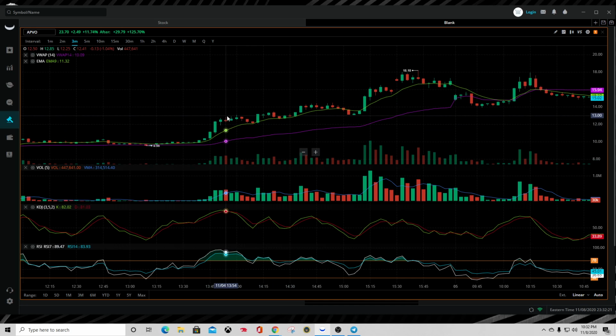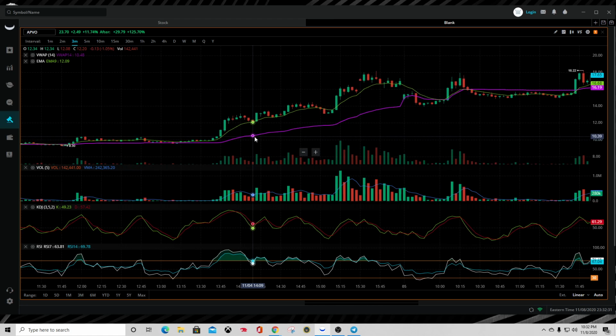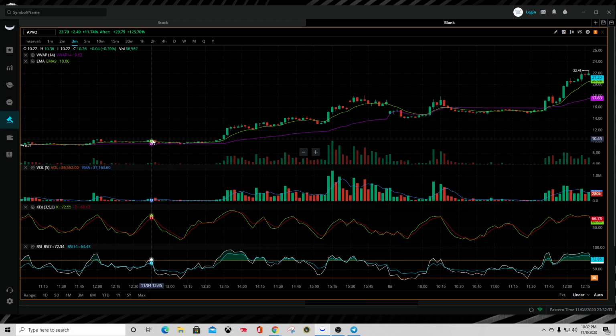So you wait for a pullback, and when you get this little pullback here, hold support, you can enter in this area using VWAP as your stop or a prior high, like right around that area. Or if you don't get this pullback, then you can get it on this next one because you see that the trend line's holding support. You got three opportunities here to get long. Of course, the best one is in this area or this one right here.